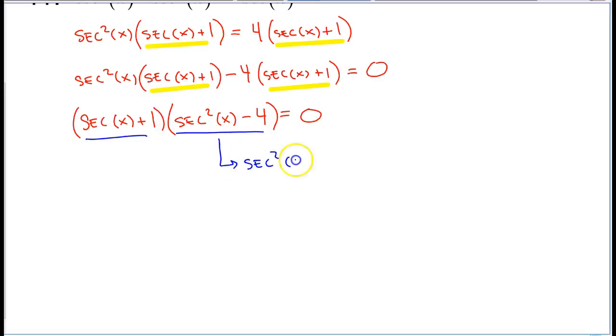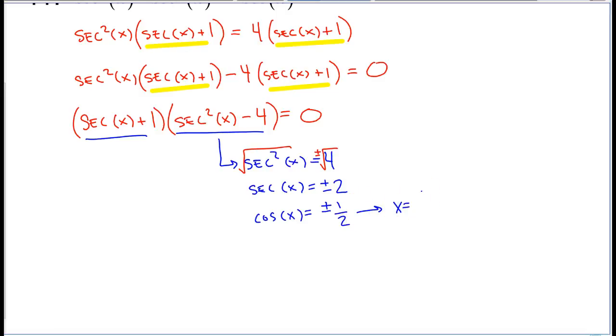If I have secant squared of x equals 4, that means the secant of x equals plus or minus 2. Remember, when you take square roots, you have to consider both positive and negative. So when I take the square root of both sides, it has to be the plus or minus square root of 4. Okay, so secant of x equals plus or minus 2. Secant of x is 1 over cosine. So that means the cosine of x equals plus or minus 1/2.